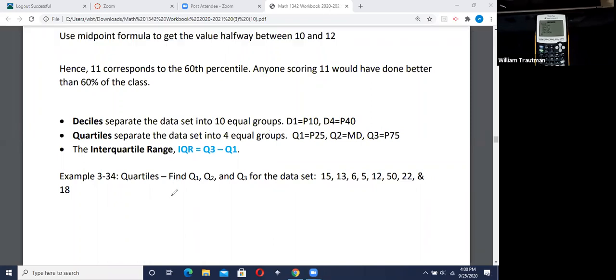So Q1, Q2, and Q3. Looking at my calculator again, Q1 was 9. Q2, the median, was 14. And Q3 was 20.